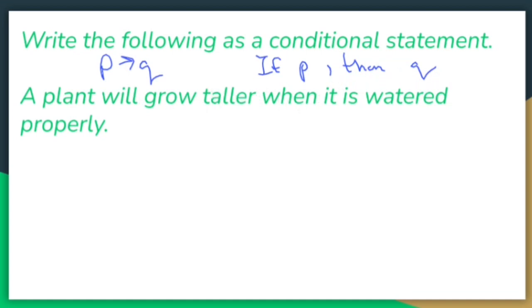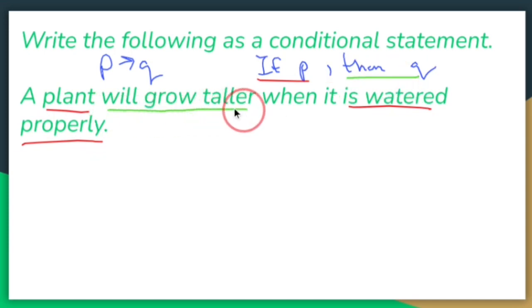Now, we have to be careful here because we're not going to say if a plant will grow taller, then it is watered properly. That doesn't sound right. This is backwards. So our hypothesis is if a plant is watered properly. And again, the wording can be a little different, but since we're talking about plants, I want to bring up the plant stuff first, then Q, then it will grow taller. Okay, so let's write that out.